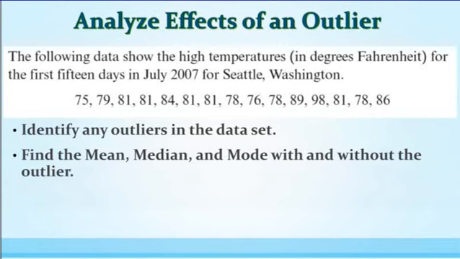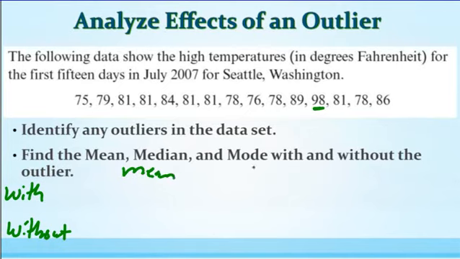So if we look at any of those, is there one number that stands out? And we can see that this 98 stands out. All the other ones are in the 80s or upper 70s. And that one is close to the 100. So we would say 98 is the outlier. So we want to find the mean, median, and mode with and then without the outlier. So this is with the outlier, this would be without, and we want to find the mean, we want to find the median, and we want to find the mode.